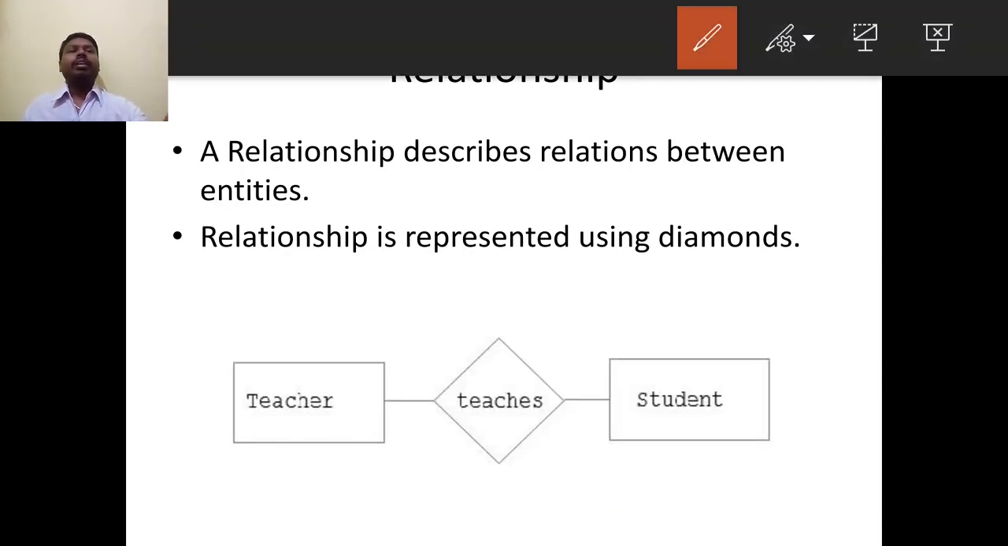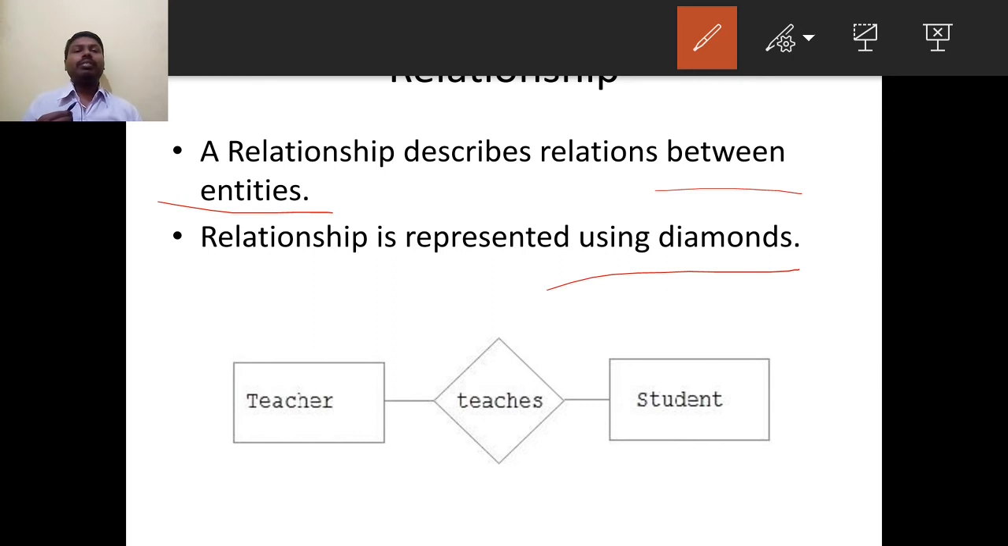Next, relationship. What is a relationship? A relationship describes relations between entities. So what is a relationship? It is nothing but it describes relations between entities. So how do we represent it? We represent it using a diamond symbol.